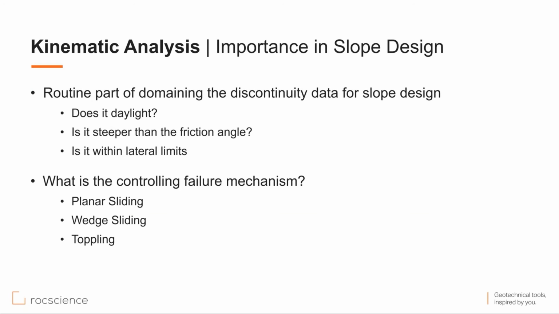In this next example, we will see why kinematic analysis is such an important part of slope design. Kinematic analysis should be considered a routine part of domaining the discontinuity data. For a given set of kinematic properties, we can turn our attention to the region of poles or intersections that daylight, are steeper than the friction angle, and are within lateral limits. Using kinematic analysis, we can also identify the controlling failure mechanisms, such as planar sliding, wedge sliding, or toppling.